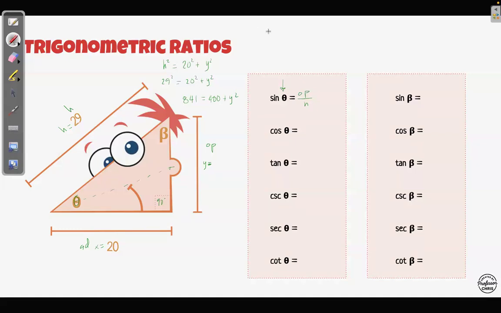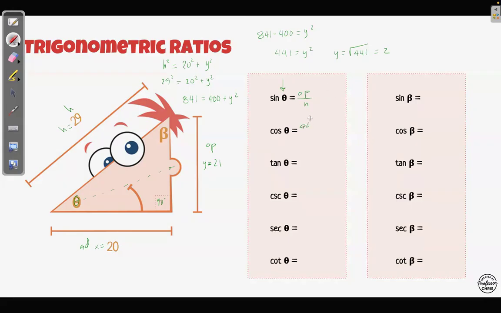And now it's just about solving for y. So 841 minus 400 is equal to y squared. 441 is y squared. And y would be the square root of 441, or 21. So now that we have this side as 21, it's just about putting the ratios together.